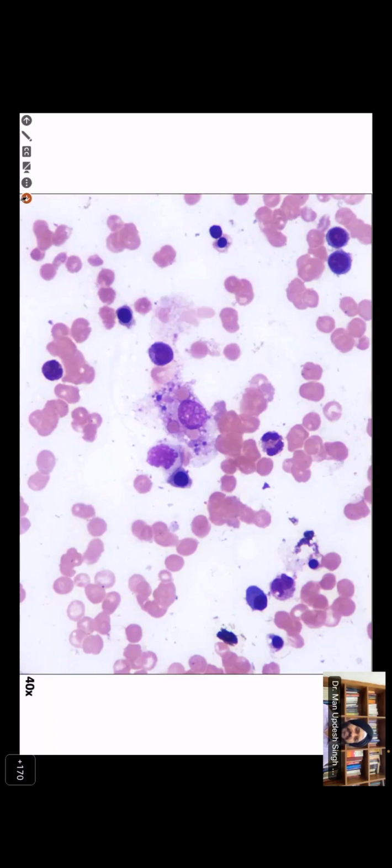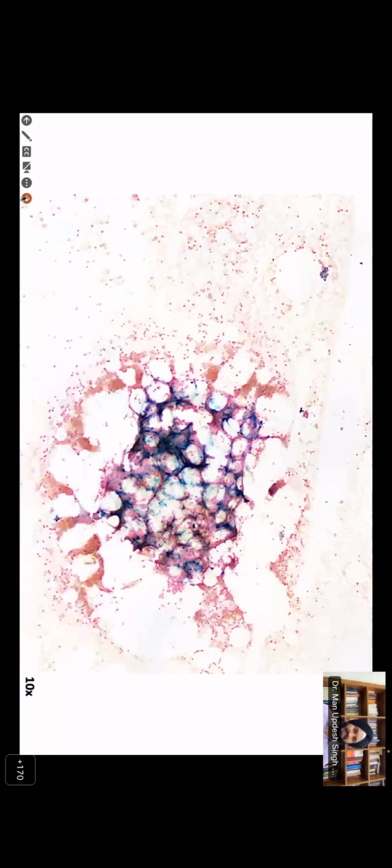So the marrow basically shows a lot of histiocytes which are eating up cells. So basically you have presence of hemophagocytosis. Any comments on this stain? Particle stained, blue particles. What could it be? Pearl stain. Right, so it stains iron.